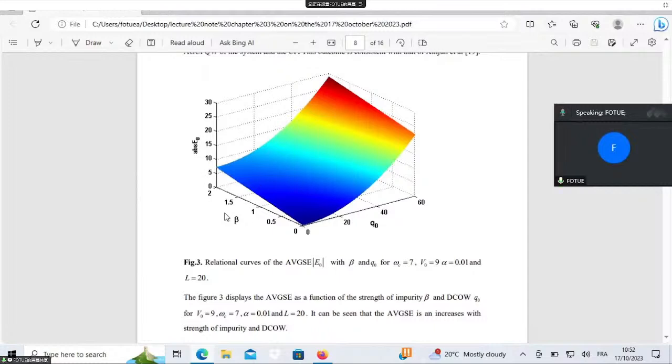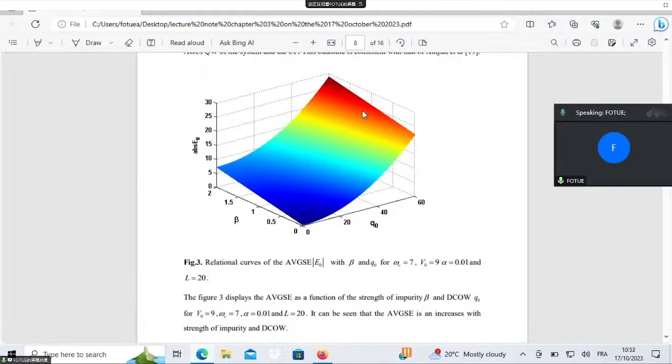If the impurity is still taking the maximum value, but with the maximum value of the cutoff wave number, we will see that the ground state energy is red. This red means we have the maximum value.